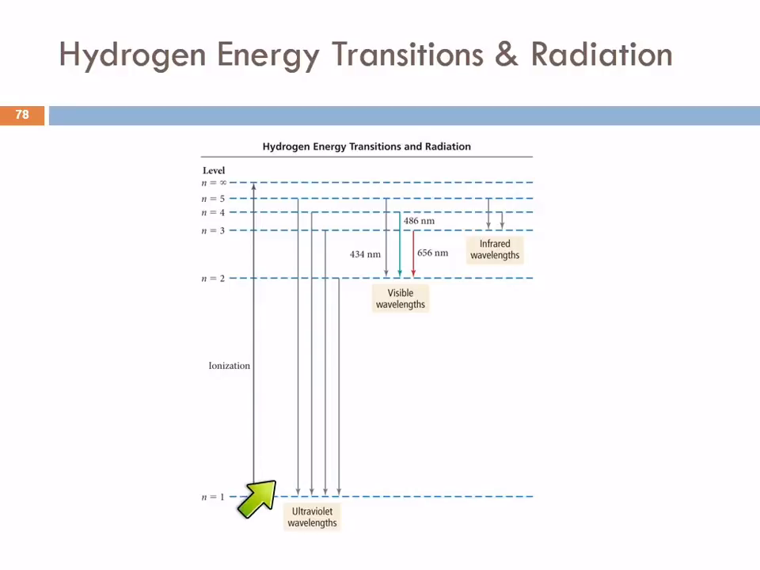So these are the transitions that we observe in hydrogen. The ones that fall within the visible spectrum are those from n equals 5 down to 2, and 4 down to 2, and 3 down to 2. The transitions to level 3 are in the infrared, and going back down to n equals 1, those are in the ultraviolet region, and so we can't see those.